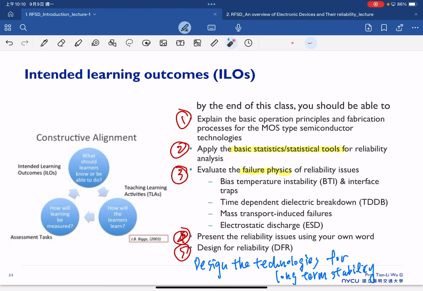And also, as we already discussed last time, you will be required to present reliability issues in your own words, because once you can say something about it, that means you completely understand the knowledge here. And the last one is we hope everyone can have a certain concept or mindset related to design for reliability. What would be possible methodology or design for the transistor design or fabrication and so on to improve the reliability of the device. I think we have also already mentioned that related to teaching the TA.